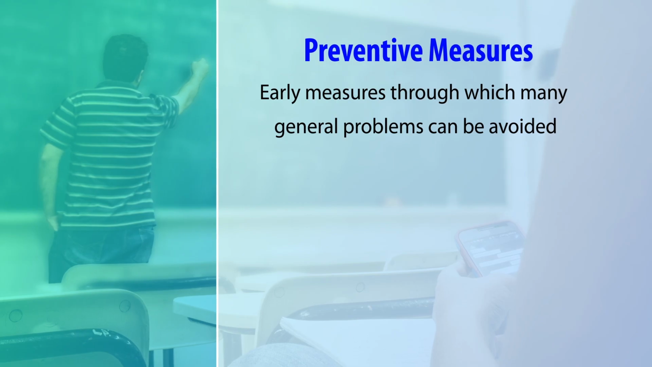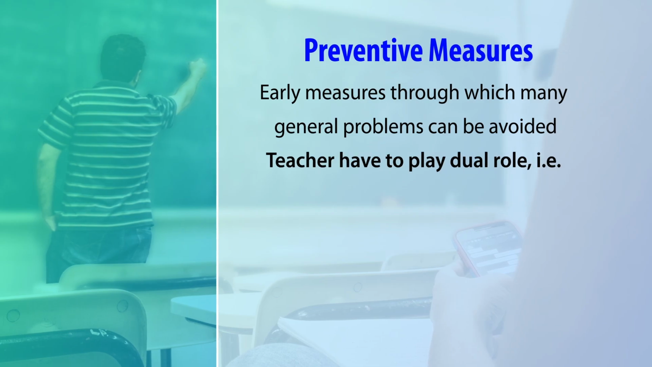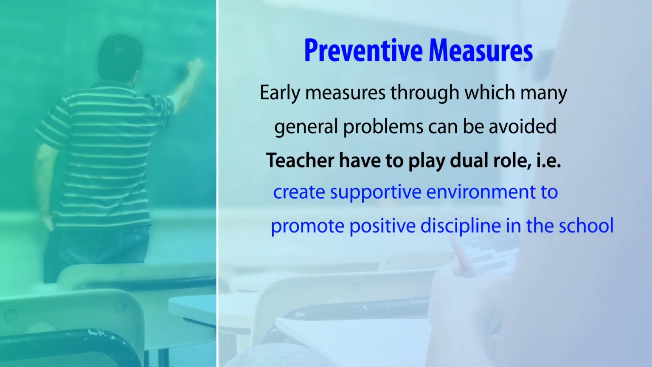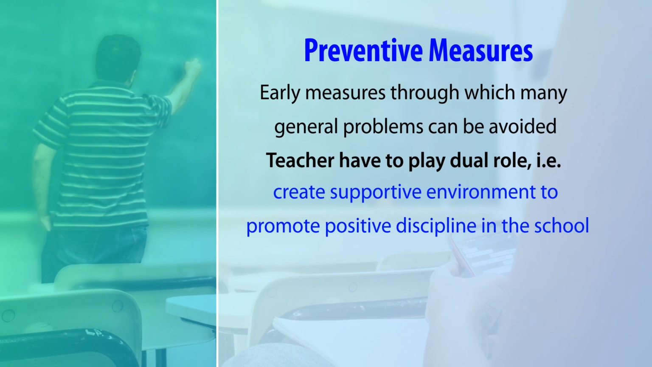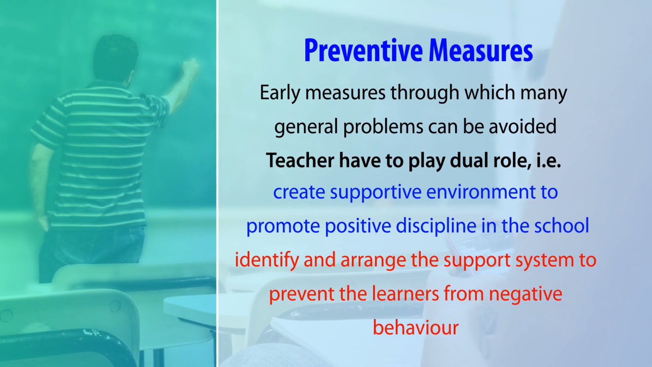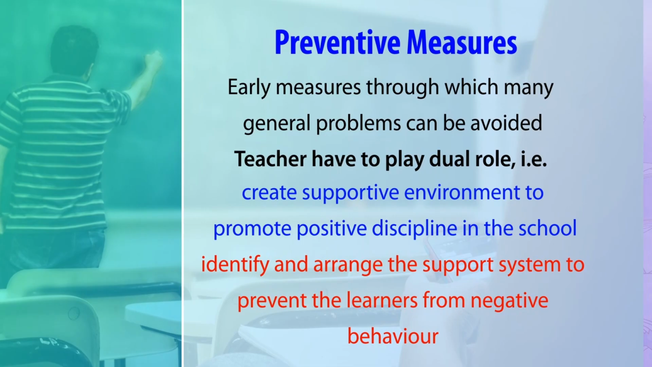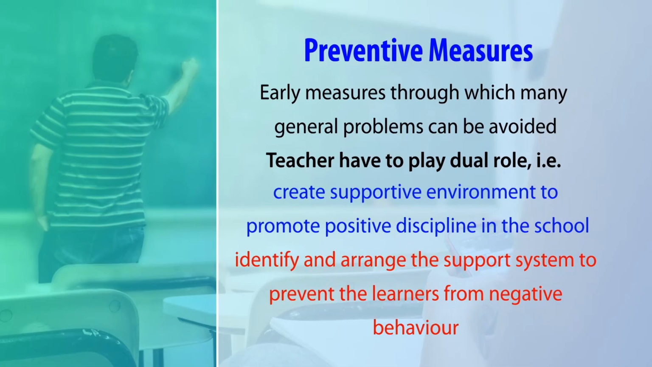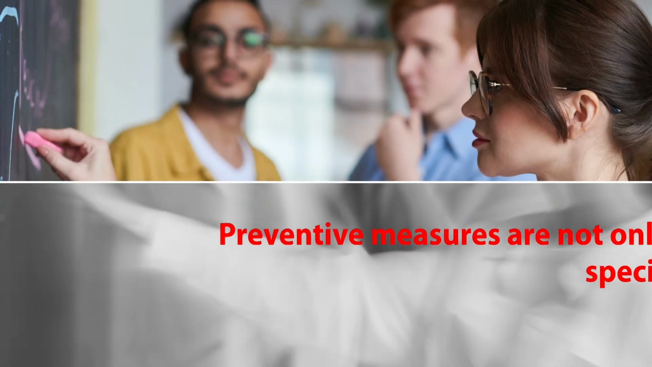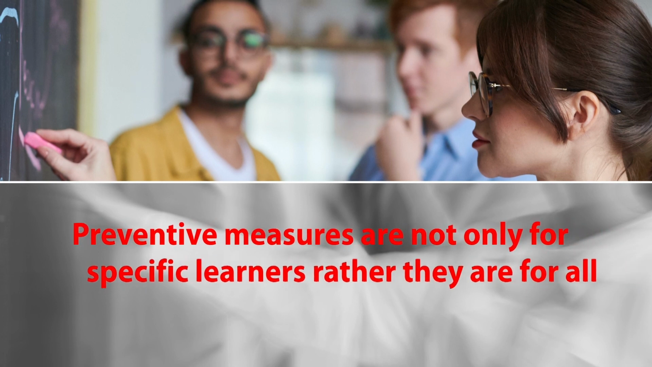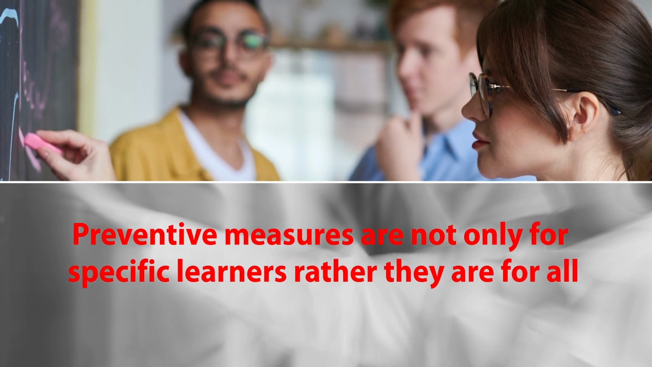Here a teacher has to play a dual role. They need to create a supportive environment to promote positive discipline in the school, and they also need to identify and arrange the support system to prevent learners from negative behaviors. Preventive measures are not only for a particular learner; rather, such measures are for all. You frame certain rules, certain regulations, certain do's and don'ts.